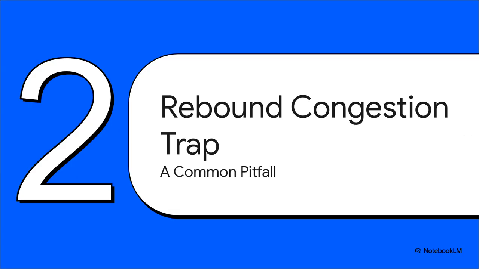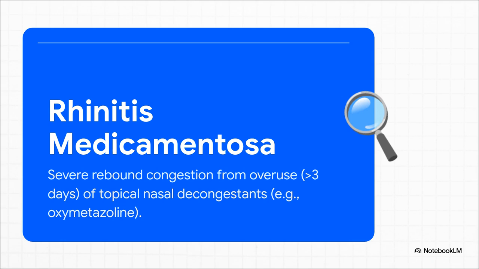All right, let's move on to a management trap that the exam writers just love. Seriously. It's called rebound congestion, and it's a pitfall that comes directly from a very common treatment people use. You've got to know the name for this, rhinitis medicamentosa. The vignette is practically going to spell it out for you. It'll be a patient who started using a nasal spray like oxymetazoline, felt amazing for a couple of days, but now, maybe a week later, they are more stuffed up than they've ever been. The key, the absolute giveaway, is the duration of use. Anything more than 3 days is the classic trigger for this whole rebound mess.